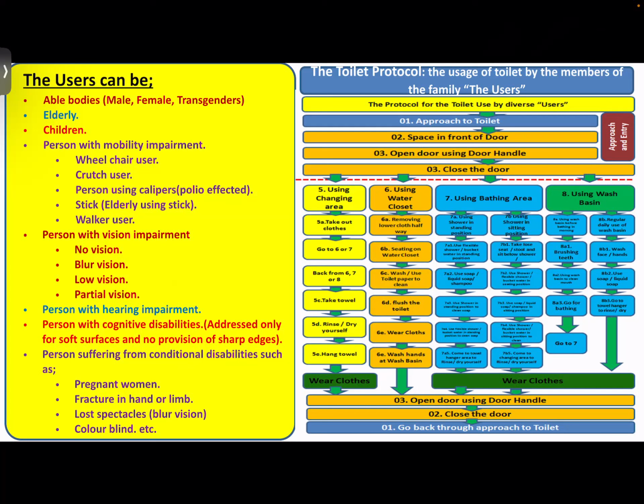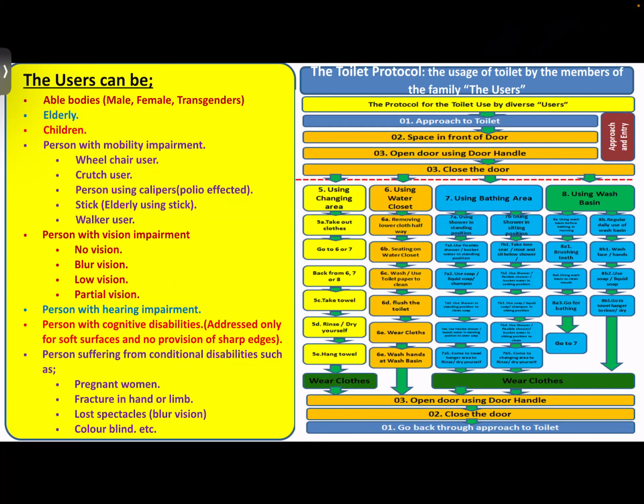And along with that, even a person suffering from conditional disabilities like a pregnant woman, a fractured hand or limb, lost spectacles, colorblindness, etc. So what I did is I made a protocol for the use of the toilet, and this whole protocol was based on the way a toilet is used.